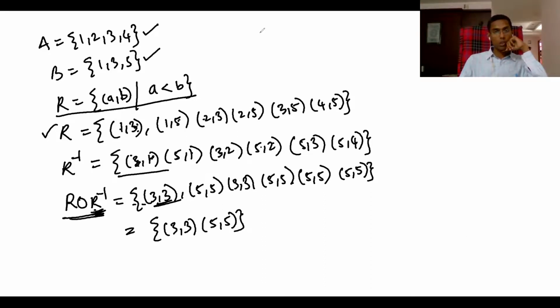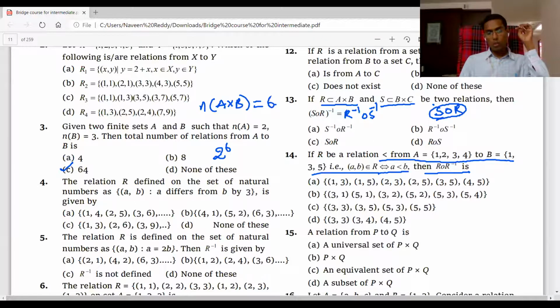So hoping that you understood. So here R circle R inverse is asking the question. R circle R inverse is (3, 3), (5, 5). Where is it? So many are there. (3, 3), (5, 5) is there, (3, 5), (5, 3) is there. Okay, we'll see once again.